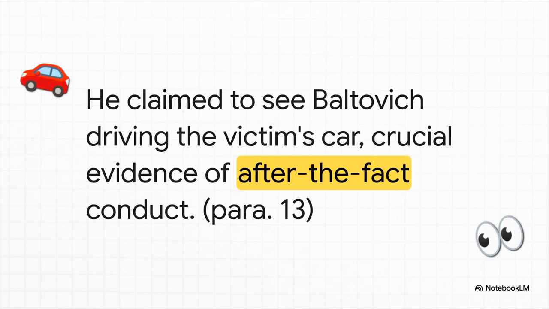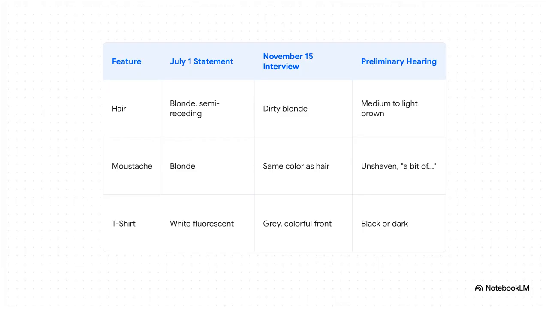Now let's talk about the second key witness, David Dibben. He was crucial because he claimed he saw Baltovich driving the victim's car days after she disappeared. If that's true, it points directly to a consciousness of guilt. It's another devastating piece of evidence. But sound familiar? His story kept changing. Look at this. The driver's hair color changes. The description of his facial hair changes. Even the color of the t-shirt he's wearing changes, not once, but twice. These aren't little details. These are huge red flags about how reliable that memory actually was.